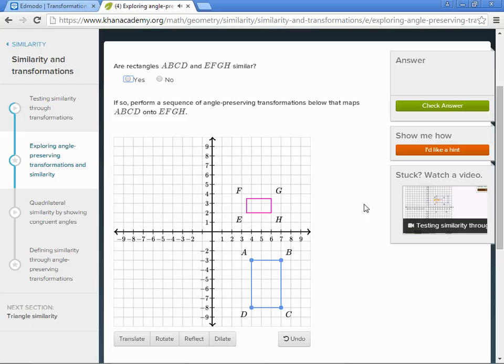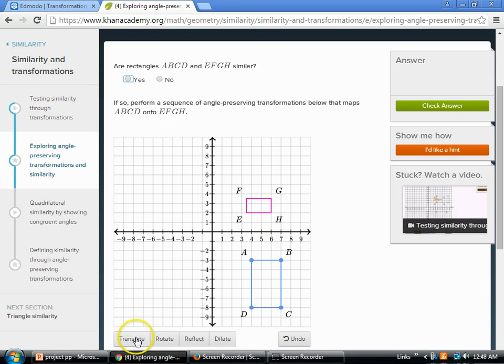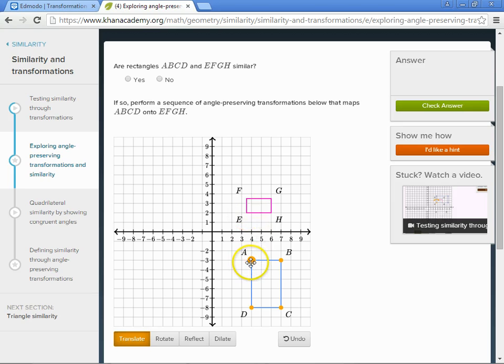We'll take a look at the next one. It looks like it's a rectangle. Are rectangles ABCD and EFGH similar, yes or no? And we're going to try to perform a sequence of angle preserving transformations that maps the two. Angle A maps onto, or corresponds to, E. So let's see what we can do. That's always a good place to start. Okay, so we're moving A to E.